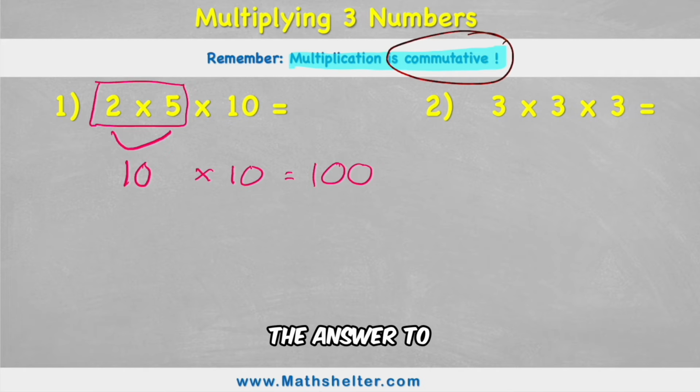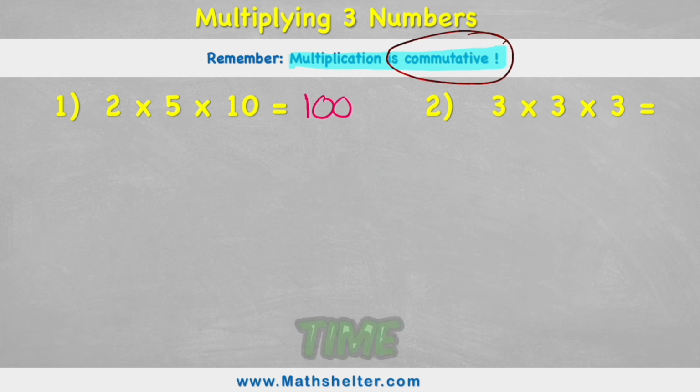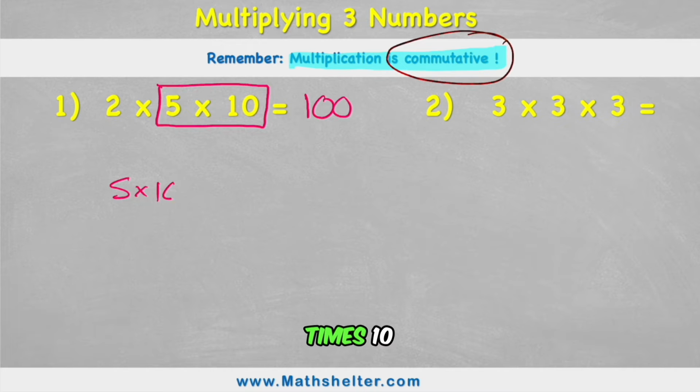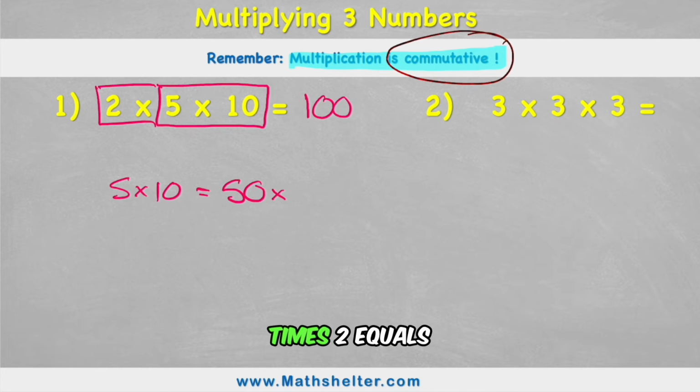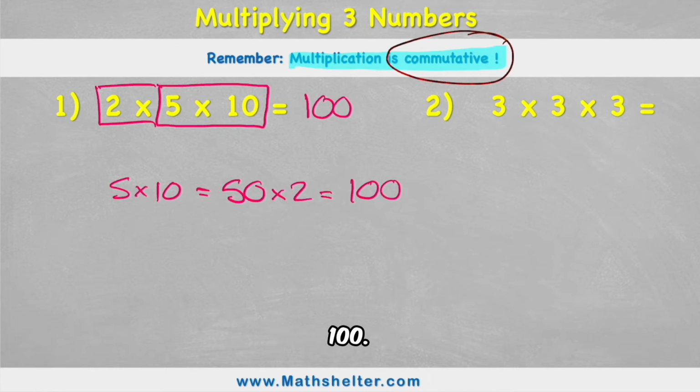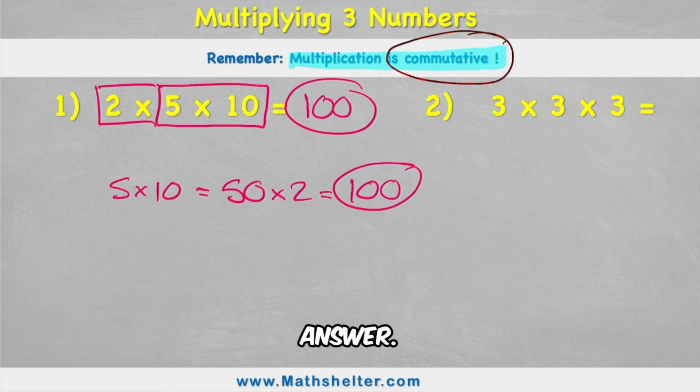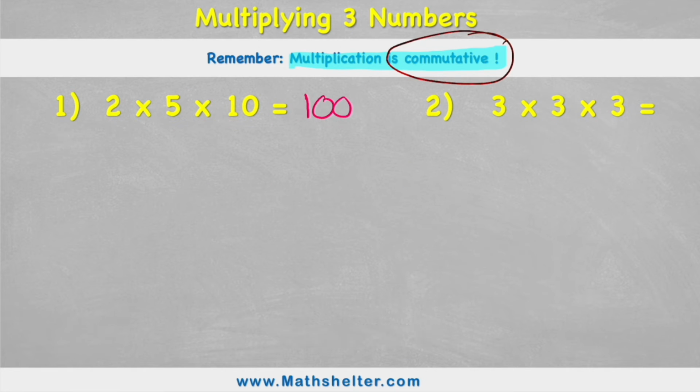So I know that the answer to 2 times 5 times 10 equals 100, but let's see if we can do that another way. This time let's start with 5 times 10. And 5 times 10 equals 50. Now I'm going to multiply it by my 2, and 50 times 2 equals 100. Same answer. So if we have a question with 3 numbers we need to multiply, we can just pick our favorite ones to do first that are easy, and then the next one.